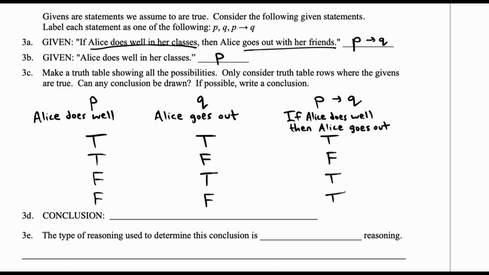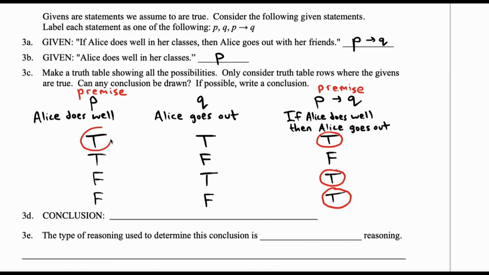Now, something that's new here is we can write the word premise above anything that's given. So like this column here, P arrow Q, was given, so it's called a premise of the argument. So what you can do is write premise above it. We have to assume it's absolutely true. If it's absolutely true, then we might as well only circle the trues in that column, because that's the only situation that we're going to consider. Not going to consider cases where it's wrong, because it's given. It's also given that Alice does well in the classes, so P is a premise. And you can circle the trues there as well.